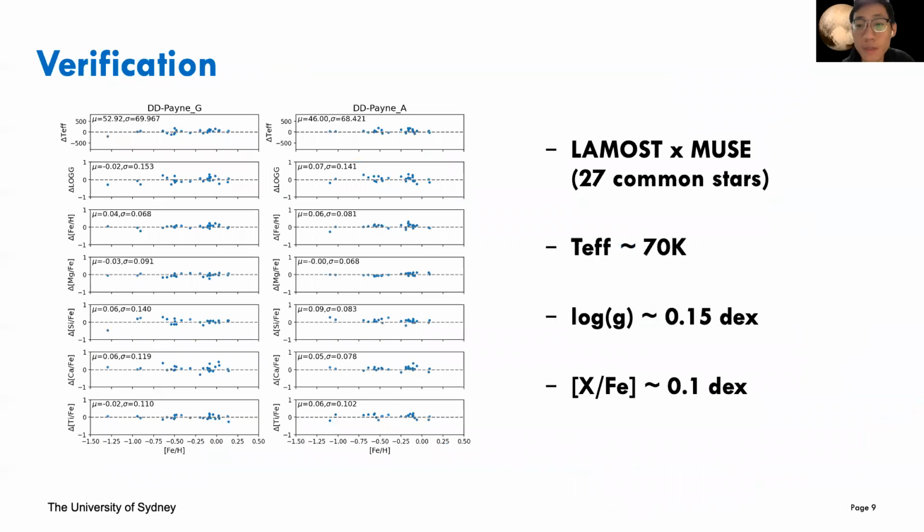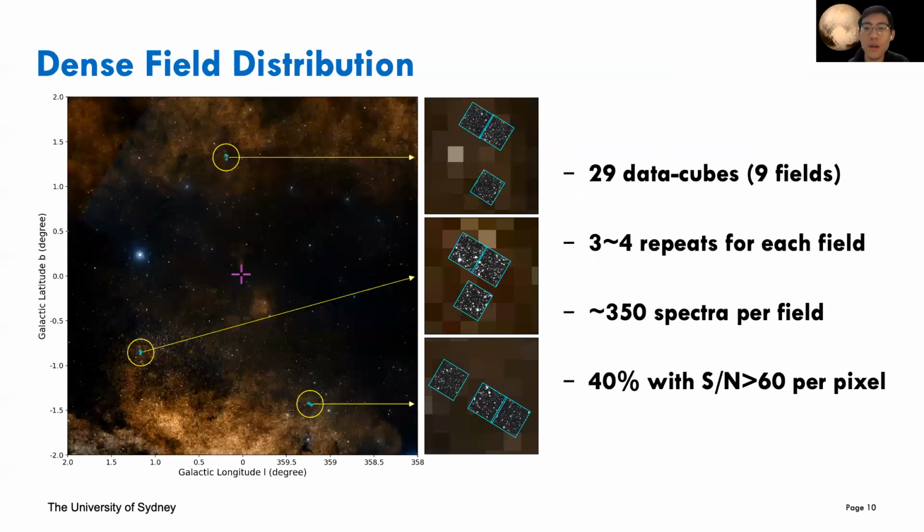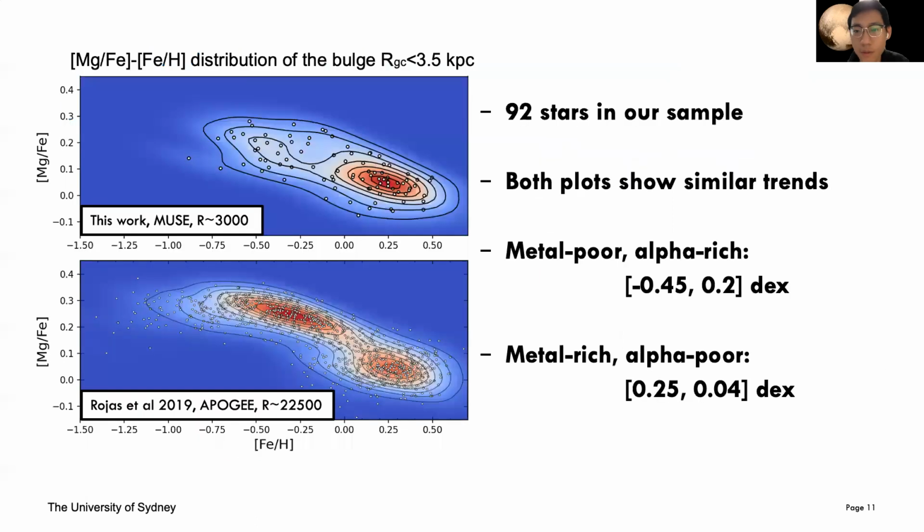To verify our method, we compare the stellar labels using our sample with those from LAMOST samples. You can see the difference is really close to 0 for these parameters, which proves the ability of our method. We also select some dense fields and estimate their stellar labels. Not only can we do this, other surveys, including LAMOST, cannot do that.